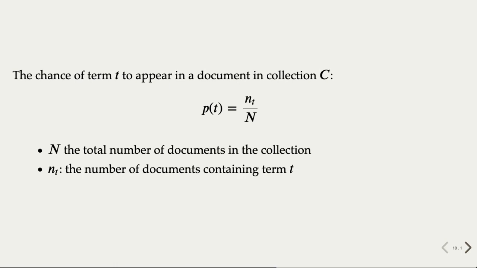Suppose you have a collection of documents called C, and N is the total number of documents in the collection. Imagine you randomly draw one document from the collection and try to calculate the chance that you will see a particular word, such as T. Lowercase n_t is the number of documents containing term T. And so the probability of randomly drawing a document from the collection and seeing the term T should be n_t divided by N, the number of documents containing the particular term that you want to see divided by the total number of documents in the collection. This is the chance that you will see that particular term.